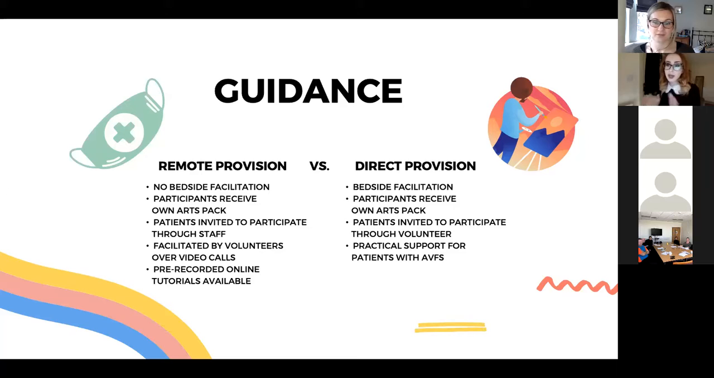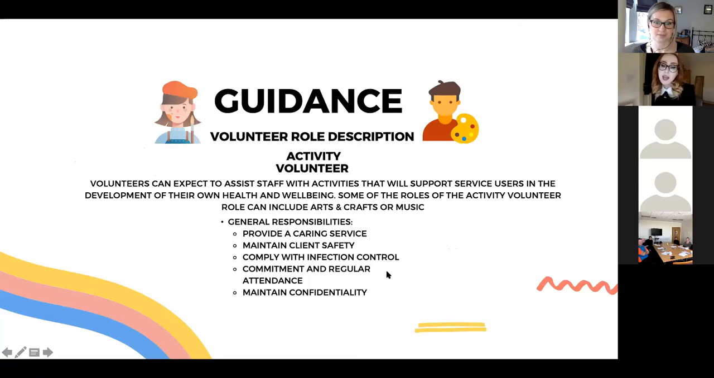So the guidance is written in those two ways, just to help with the blended approach, so that we can do something in the meantime before the pandemic ends. The next part of the guidance that was important to consider is that whenever you're setting up a volunteer role, you have to have a volunteer role description, and Nikki Sturgeon at the Trust has been incredibly helpful with this aspect of the guidance.